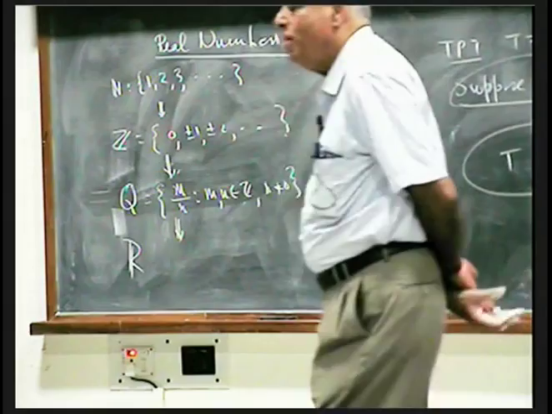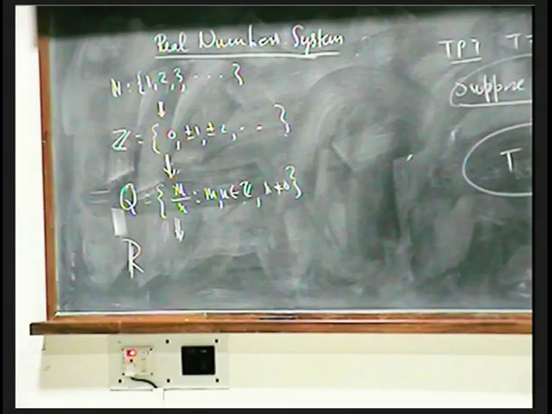From the rational numbers, how did one look at the real numbers? There are many ways this was done, and Cauchy was one of them. Cauchy's way of looking through Cauchy sequences was one. And then Dedekind had another way of looking at it, through what are known as Dedekind cuts.